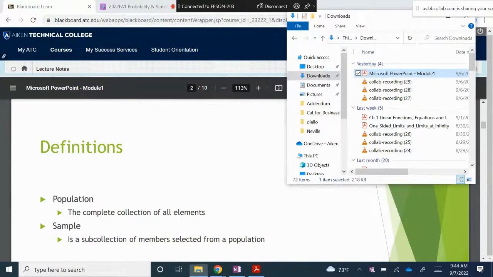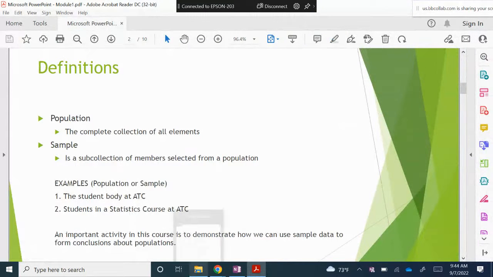And for whatever reason, my document won't stay up. All right, so I'm going to pull up that handout.